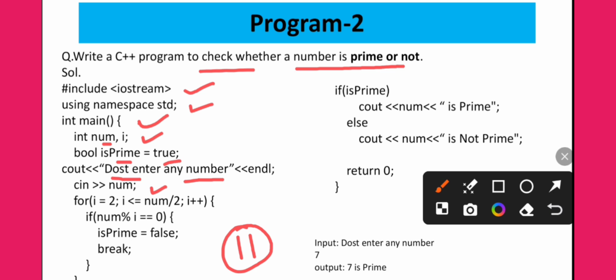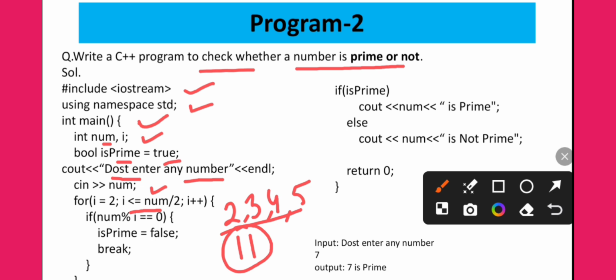In the for loop we will start from 2, because we will start dividing the number by 2, and we will go up to half the number. For example, if it is 11, we will try with 2, we will try with 3, we will try with 4, we will try with 5. If the number is not divisible by any of these numbers, then it is a prime number.